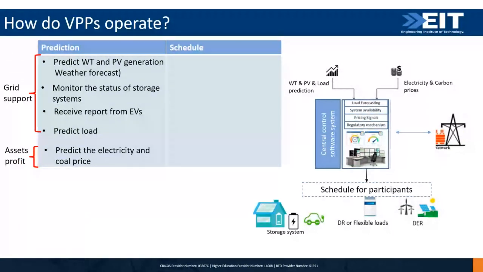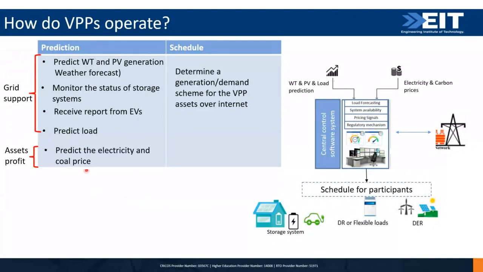Now, based on the predicted results, the VPP operator prepares a schedule for each of the small systems or for these assets to say how much power needs to be produced or generated and sent to the grid, and at which hours this power needs to be sent to the grid. So this schedule will be prepared for these assets by the operator.